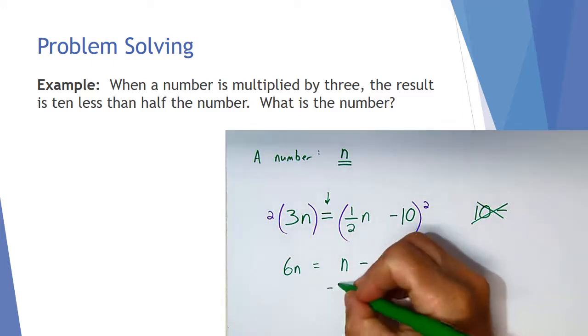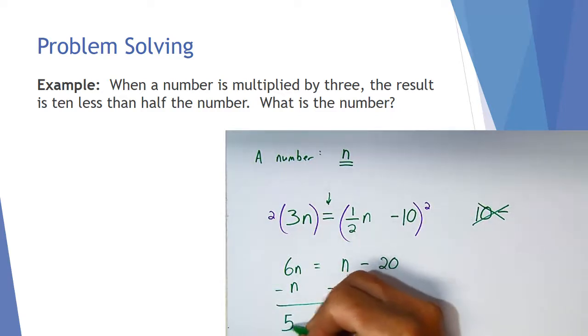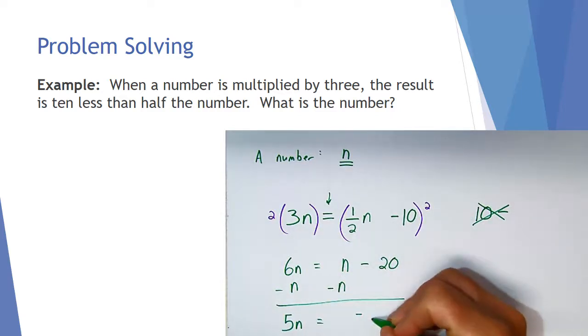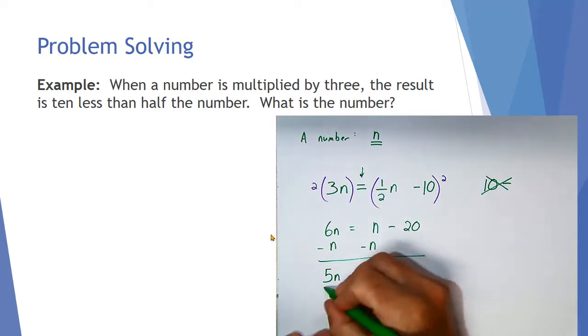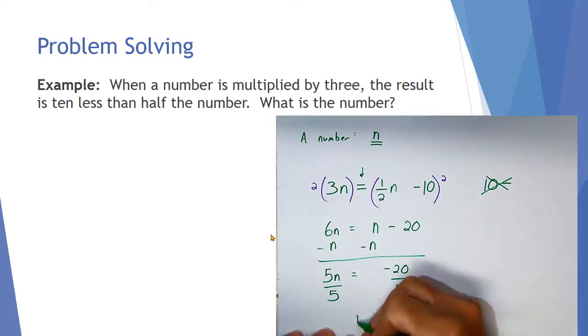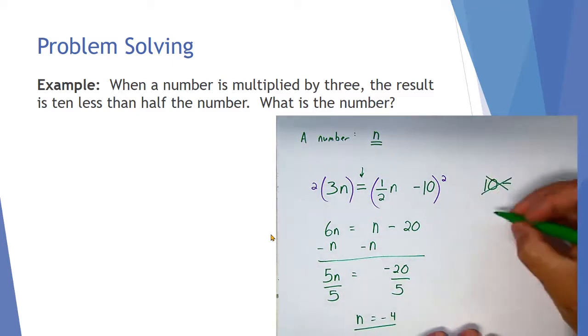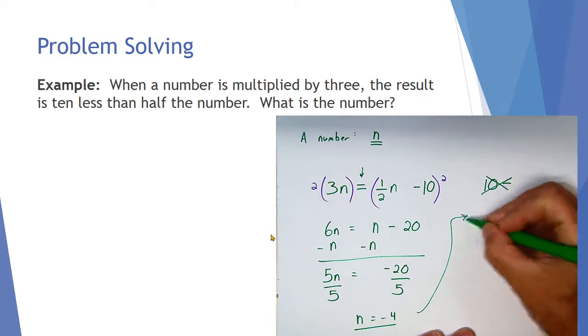Let's put these n's together, minus n, and we now have 5n equals negative 20. Now if we divide both sides by 5, we get a number that is negative 4. Now let's see if that actually works. Let's read the problem again and actually check this.